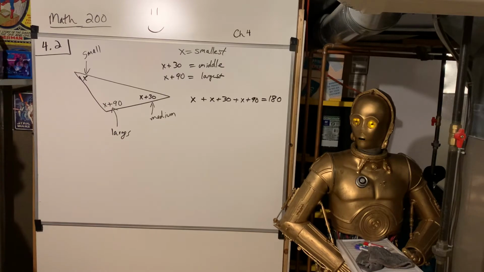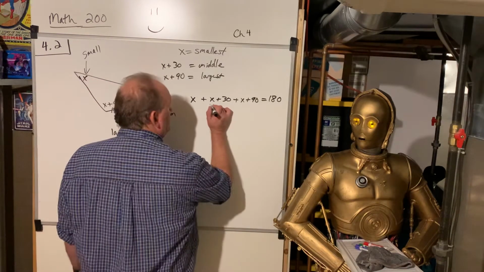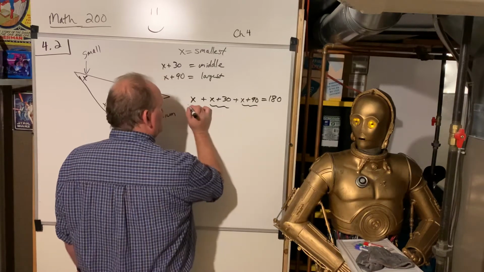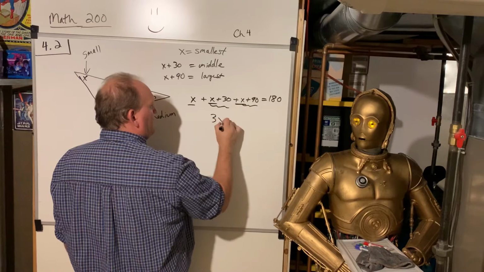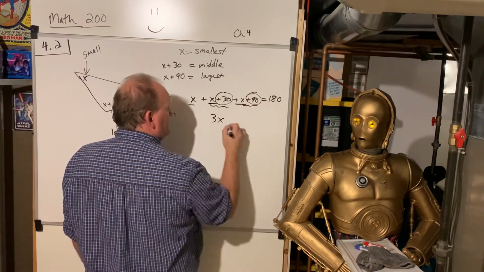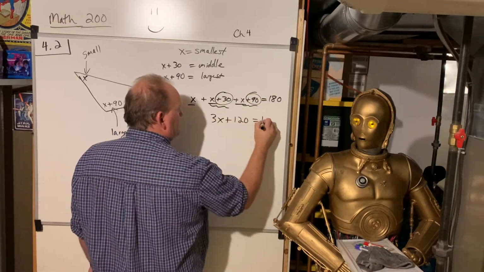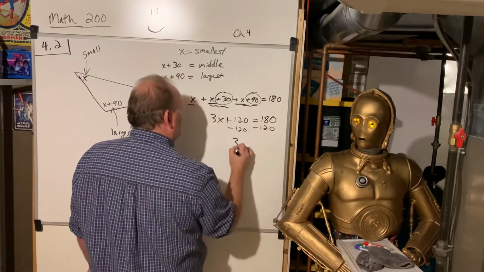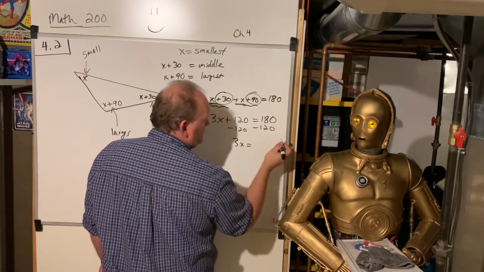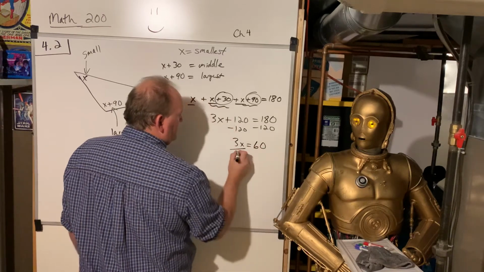Okie dokie. So now we take that and combine like terms, x, x, and x. That's 3x plus 30 plus 90 is plus 120, is equal to 180, and then we solve it. So what is that? 60, and then divide by 3.